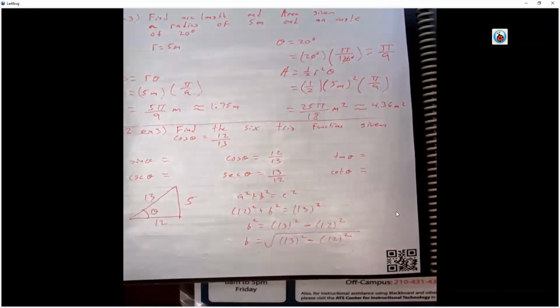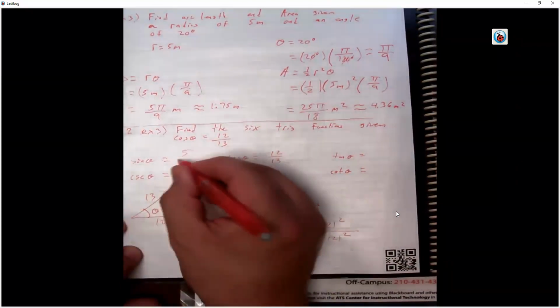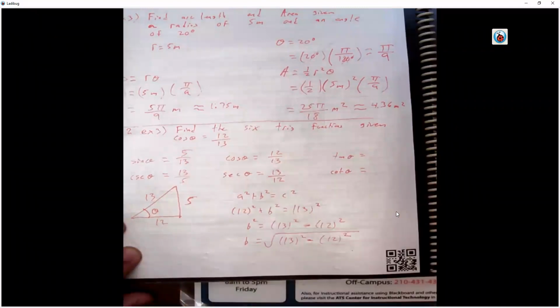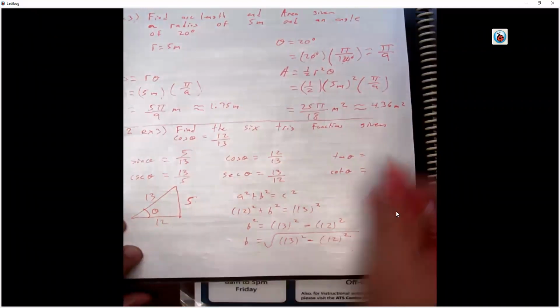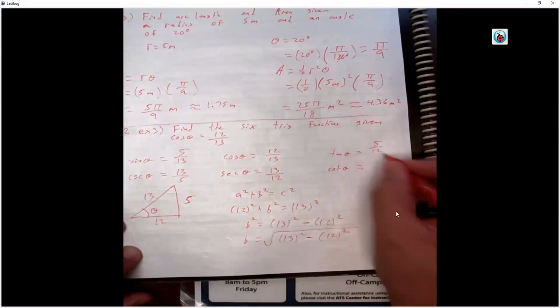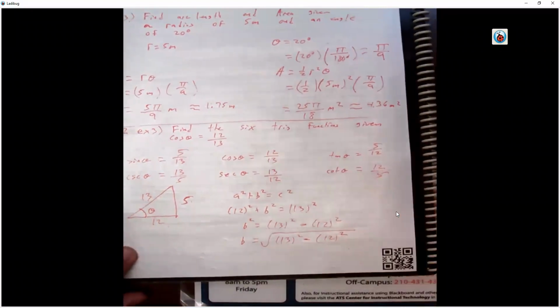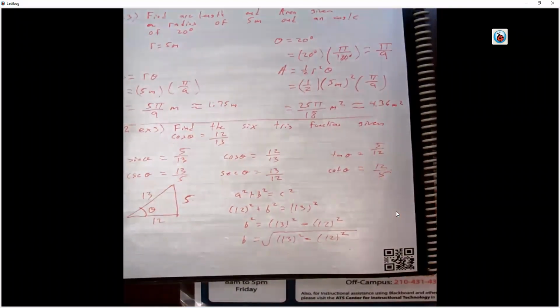All right, so sine will be 5 over 13, which means that this would be the reciprocal. Tangent would be opposite over adjacent. And cotangent is reciprocal. And that's it. It's the main thing I'll ask from 6.2 other than word problems. Any questions on this before we do a word problem?